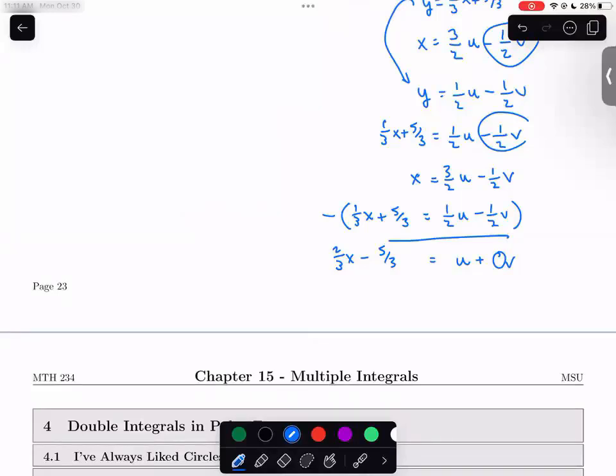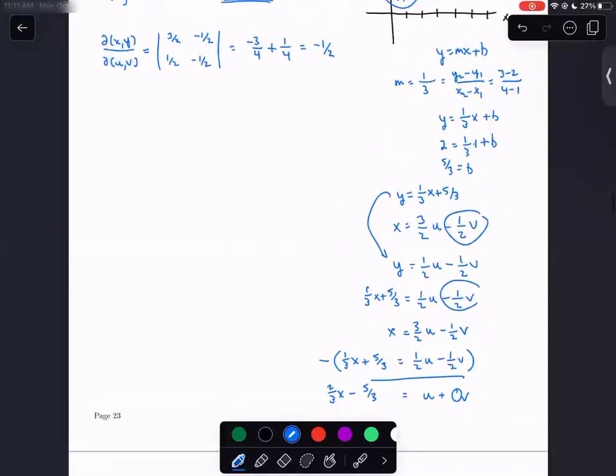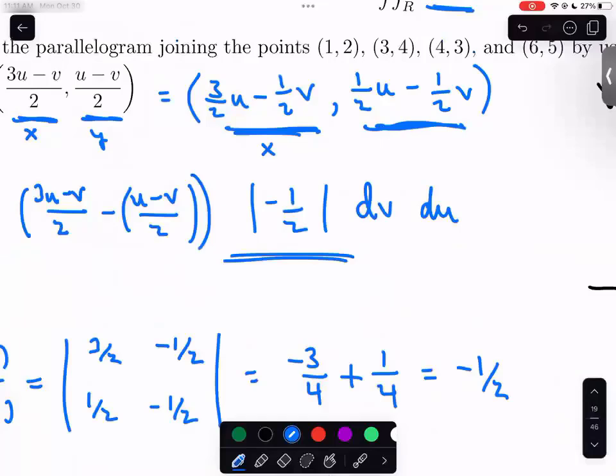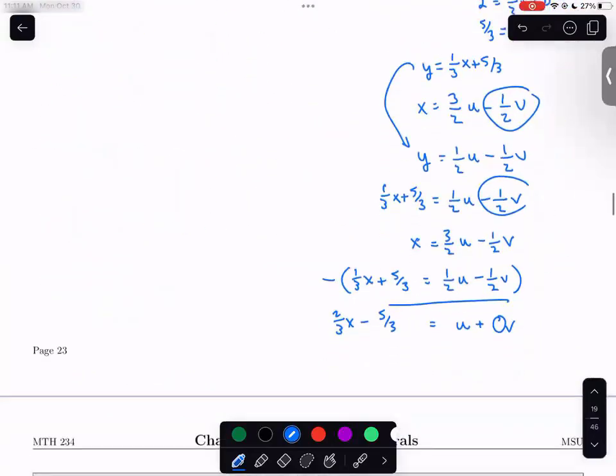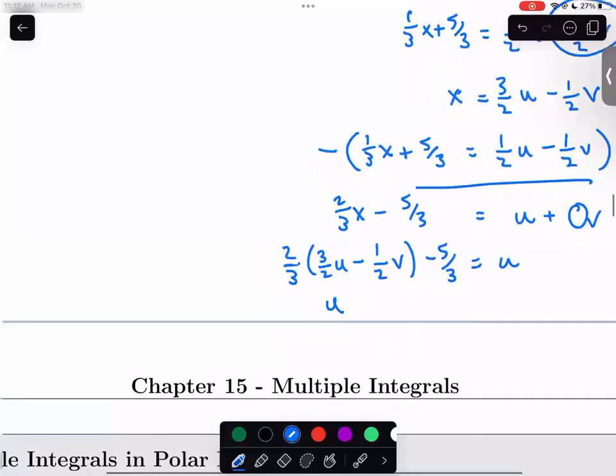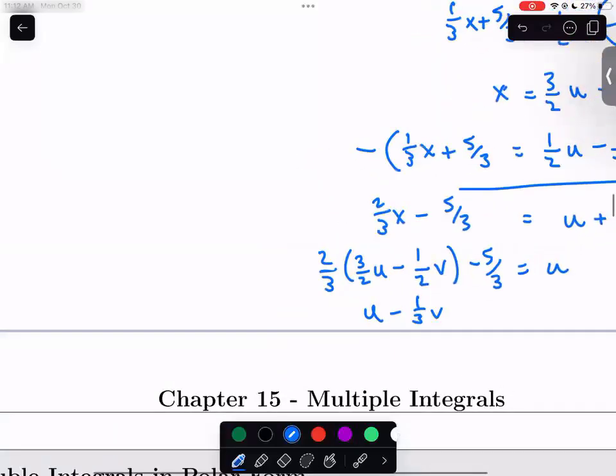Well, the last thing that I can do, in order to get this all in terms of u's and v's, which again, I was trying to get all my x's and y's into u's and v's, is to get rid of my x, right? So again, x back here, I guess I could have done this earlier even too. x was equal to all of this stuff, the 3/2 u minus 1/2 v. I might as well change that in now. So, 3/2 u minus 1/2 v. And if I go ahead and distribute, this is going to give me u minus 1/3 v.